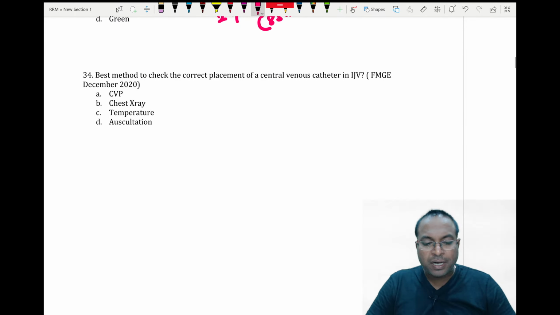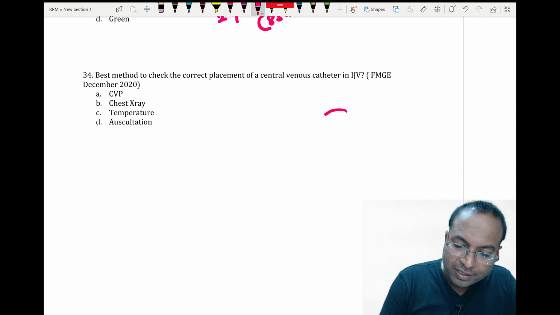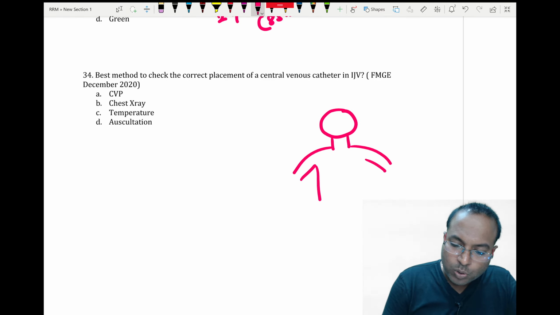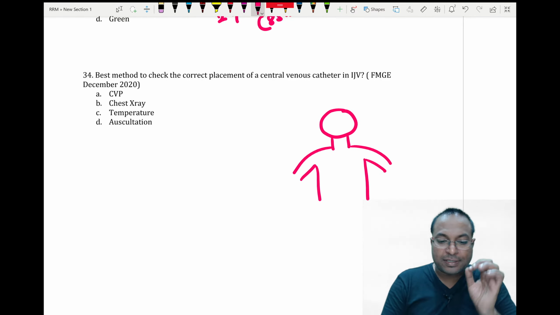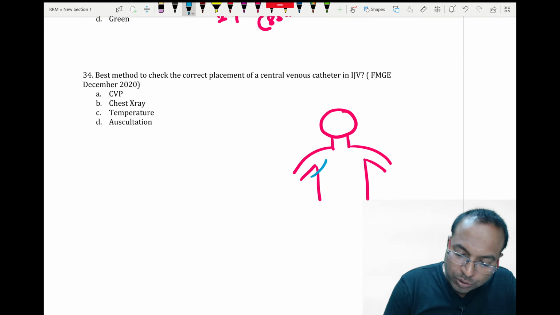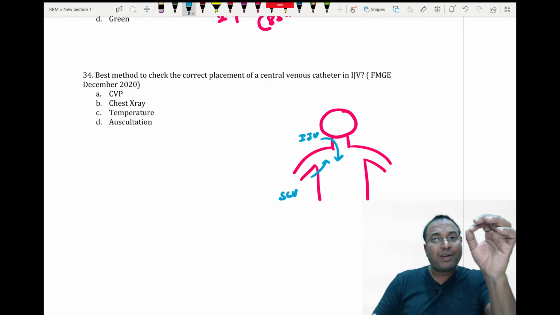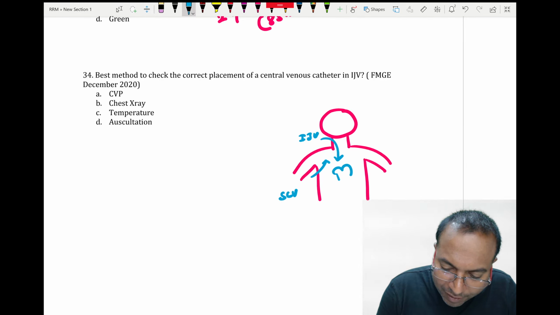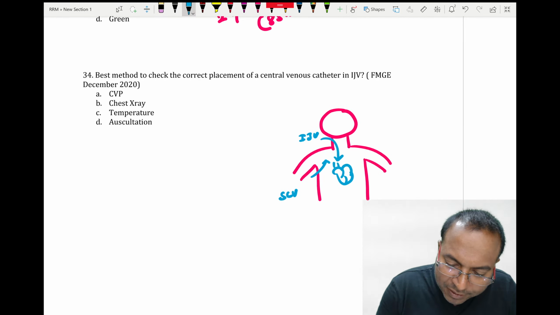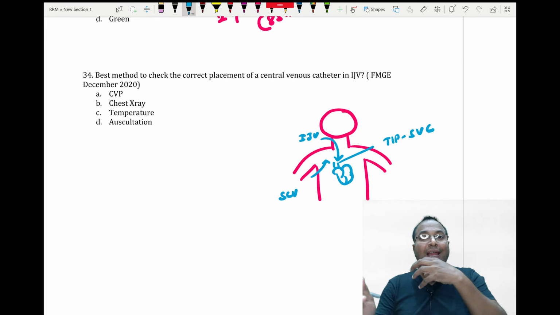So, best method to check the correct position of central venous catheter. Here comes a very interesting favorite question of national board examiners again. All of you know very well, central venous catheter can be inserted into the subclavian vein or into the internal jugular vein. Two methods you can insert. Wherever you insert, the tip should be in the SVC, not in the right atrium.